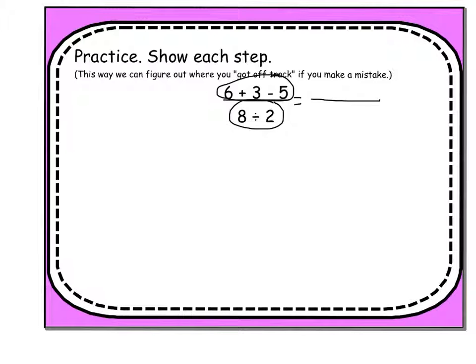So on the top we only have addition and subtraction, and our rule is to do those from left to right. So 6 plus 3 gives us 9, minus 5 gives us 4. Okay. So that's our top, and then on our bottom we have 8 divided by 2, which gives us 4, and 4 over 4 is the same as 1.